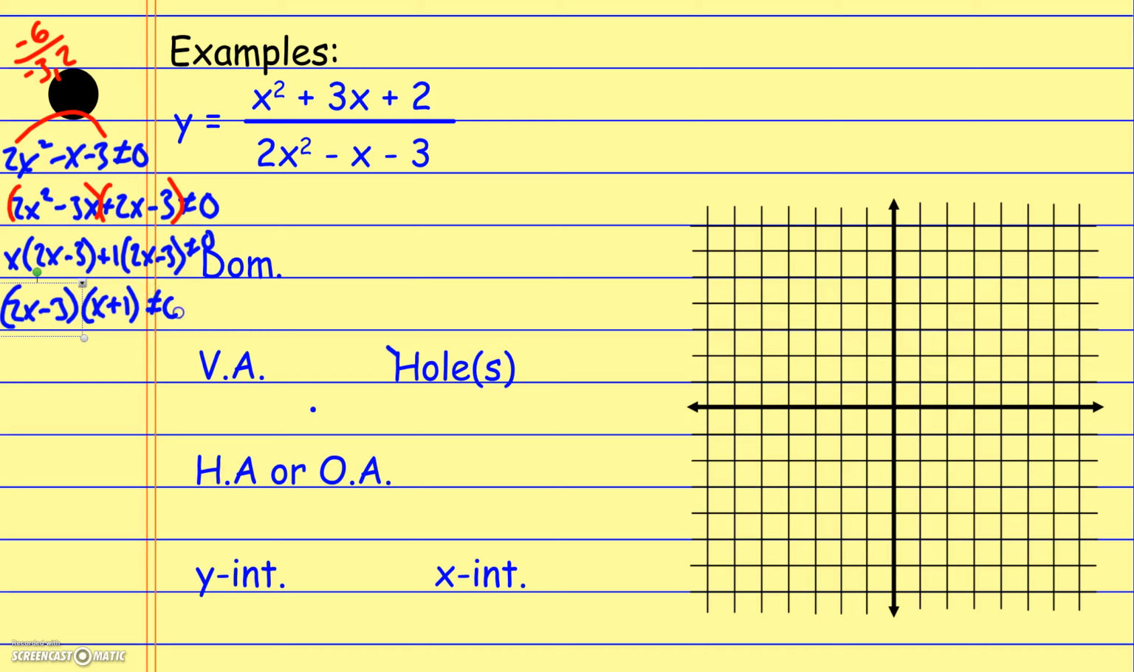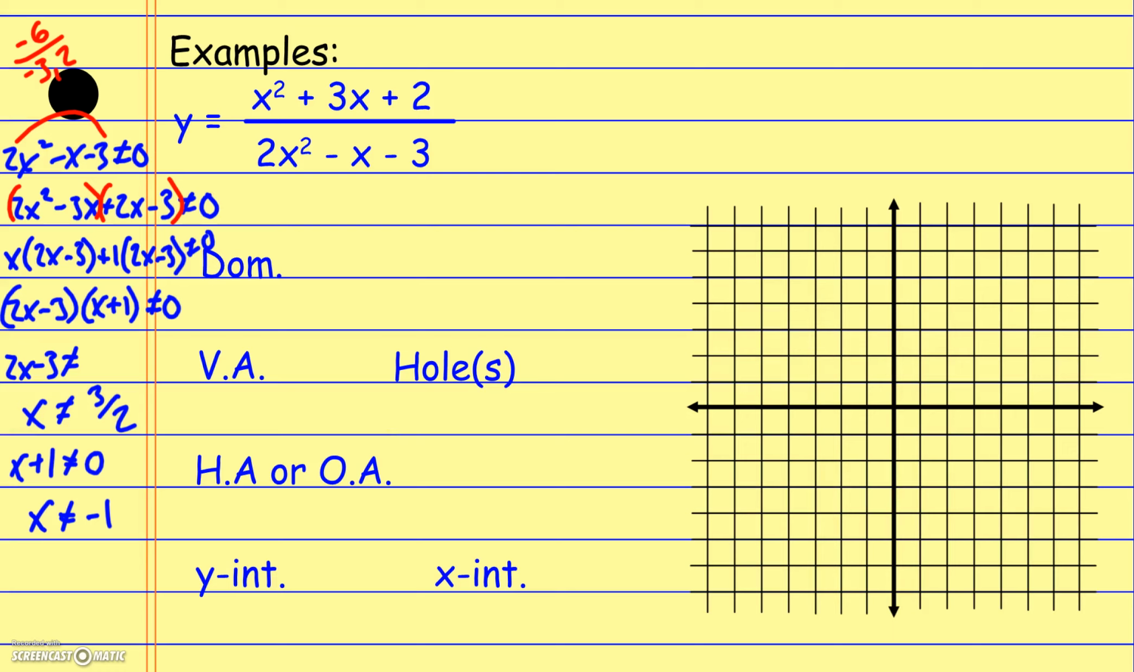Again, it can't equal 0. But now I do each factor individually. So I say that the 2x minus 3 cannot equal 0. And I also do the x plus 1 cannot equal 0. All right? And I solve each of these. This first one, when I solve it, I find out that x cannot equal a positive 3/2. The second one, when I solve it, I find out that x cannot equal a negative 1. All right? Those are my domain restrictions. That's what x cannot equal.